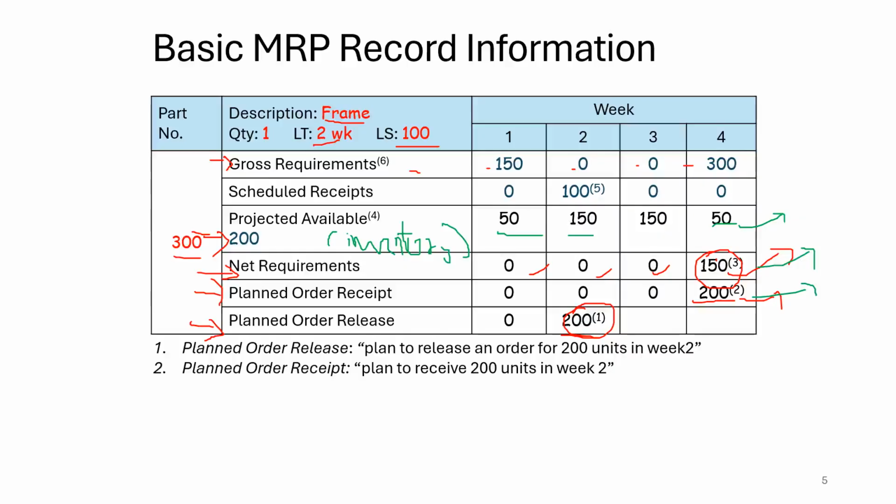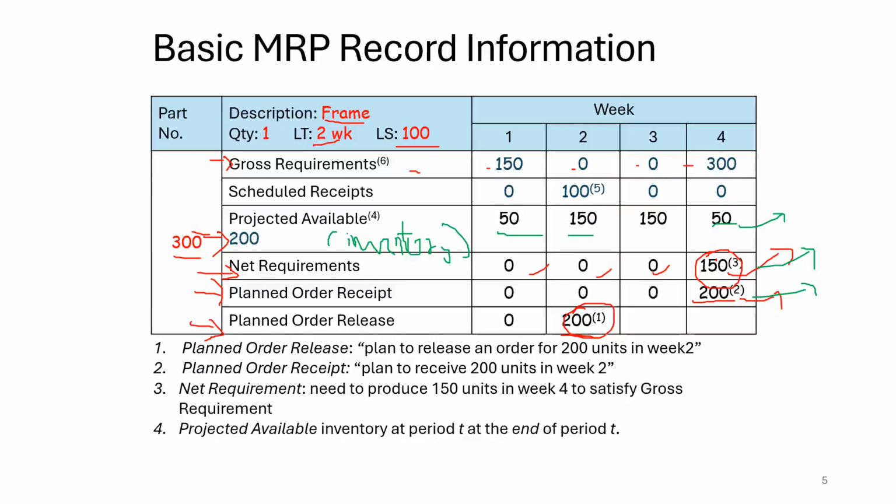And finally, we have the scheduled receipts, which tells us the number of parts coming in at a particular week. But this is not something that we plan. It is something that has already occurred, or an order that has already been placed in the past. So according to this example, 100 units of frames arrive at the end of week 2. And this is not a planned order release because it is not an order that we made, but it's an order that was already made in the past and it's arriving in our particular period, that is in week 2.